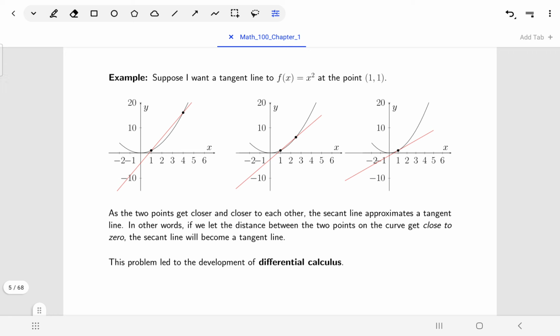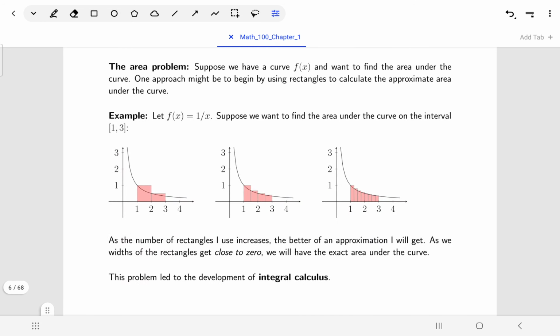The other big problem that we had in mathematics that we wanted to solve was the area problem. If you have a nice shape like a triangle or a rectangle, finding areas is not difficult, but suppose you had a funny shape like this function 1 over x, and you wanted to find out what's the area underneath that curve. What's the area between that curve f of x and that x-axis? That's not a nice shape, so you can't easily find that area with a formula. So instead you might think about trying the following.